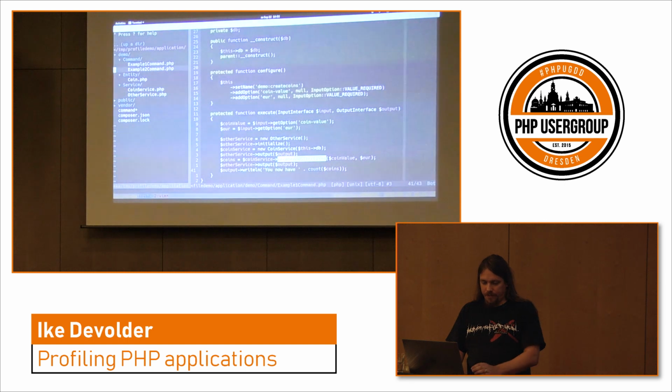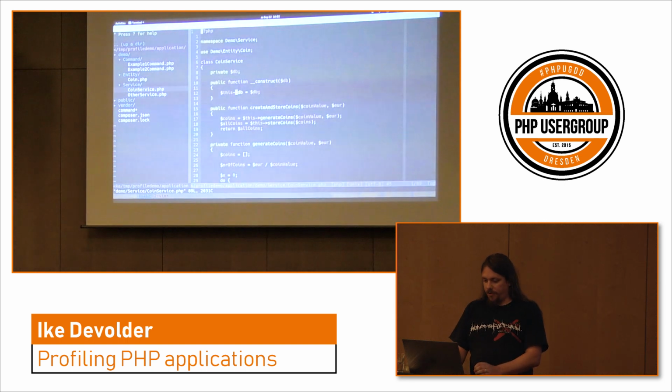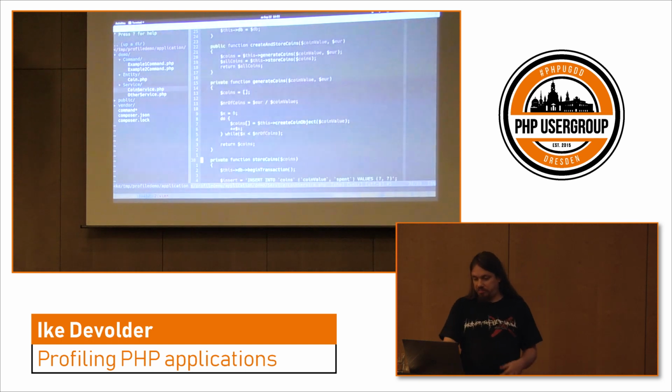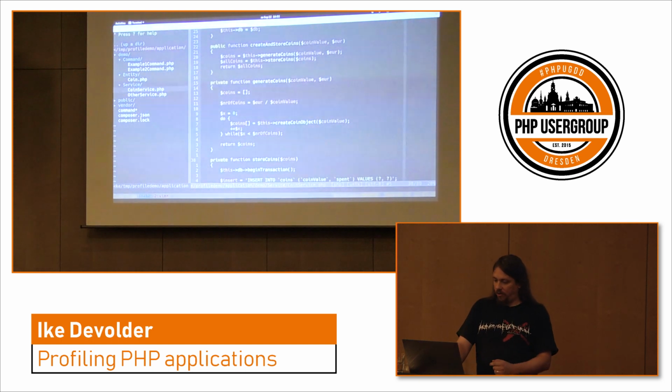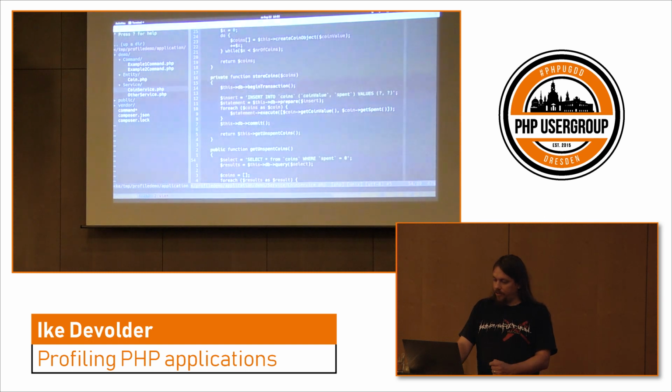Let's not break it. So we have the coin service, and we do create and store coins. Generate coins does something. It calls create coin object. So maybe that's not really what we want to do. And then it stores coins.